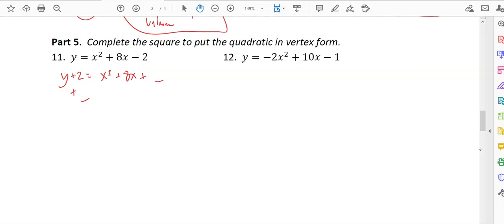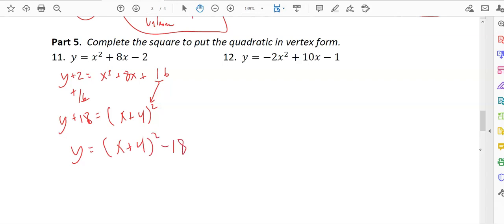Half of 8 is 4. 4 squared is 16, so we're going to add 16. So we get y plus 18 equals, that should be a perfect square, x plus 4. It's always just the square root of that guy goes there. That's plus and plus, so it's plus. Subtract 18, and that's squared, by the way. So you get y equals x plus 4 quantity squared minus 18.